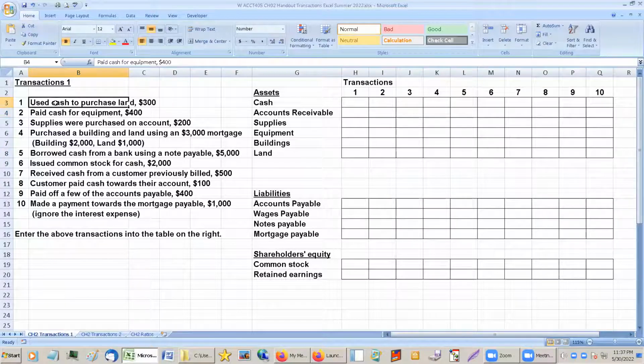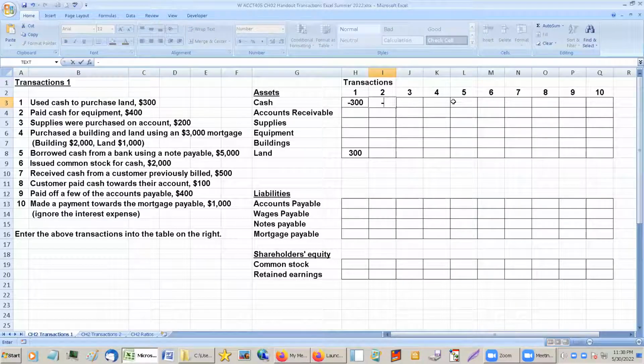Okay. Use cash to purchase land. Okay, our cash is going to go down by 300. Our land will go up by 300. Number 2, paid cash for equipment. Okay, kind of the same thing. Cash is going down 400. And our equipment is going up by 400.